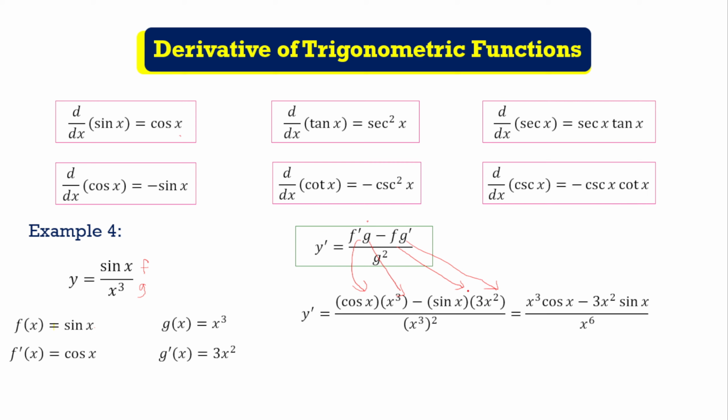Okay? Now, simplify natin. What is cosine x times x cube? That is just x cube cosine x.